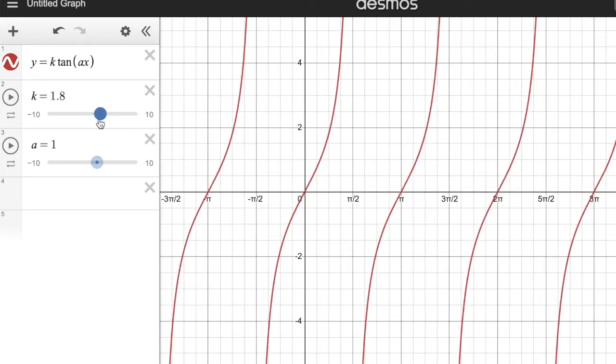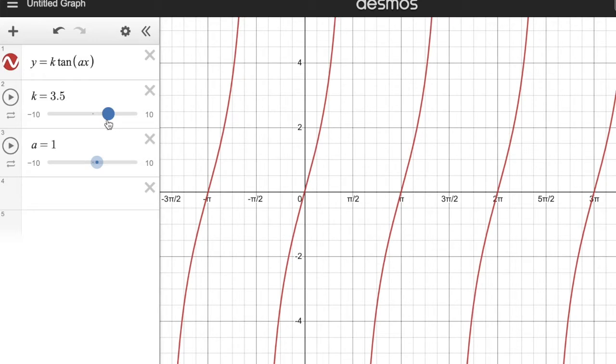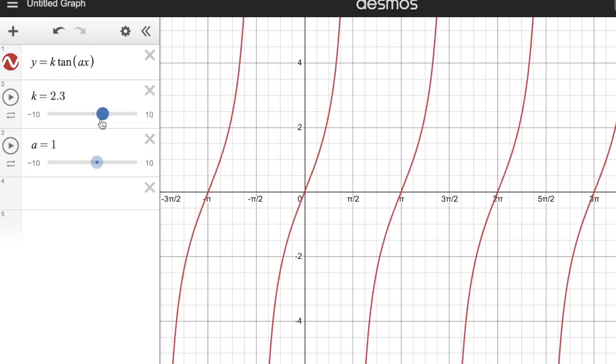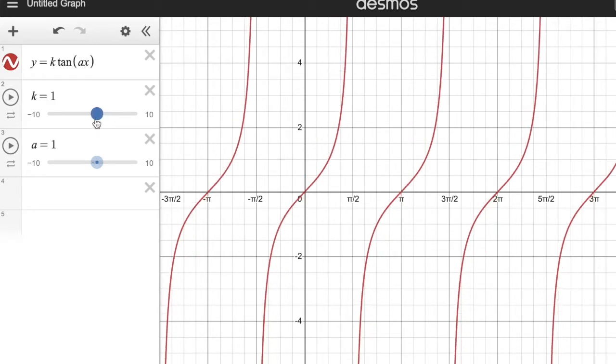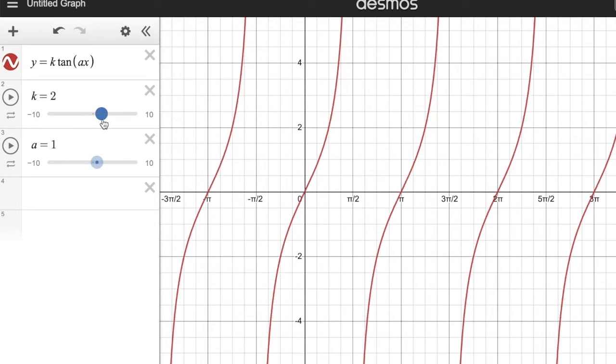Okay? So it stretches it up and down. It stretches it away from the x-axis. Now, in terms of showing that in a graph, you should always graph the intercepts and one other point. So when k equals 1, this point right here, which is pi on 4 and 1, is a good one to graph. If k was a bit bigger, say 2, then at pi on 4, you would get 2.